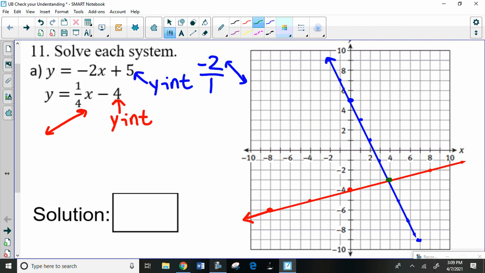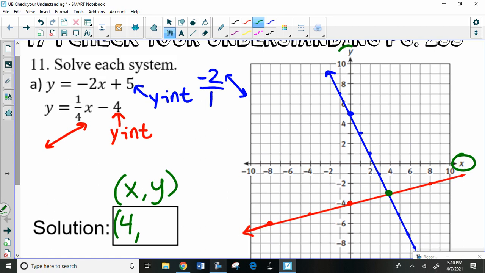Now this right here is my solution or my intersection point. And remember, we write it as an ordered pair, x comma y. So my x coordinate needs to come first, and that's how many spaces I moved left or right. Go in and out of your elevator first. So we went over to a positive 4. And then your y coordinate comes next. So how many did we move up or down? Looks like it's down at a negative 3. So 4, negative 3 would be our answer here.